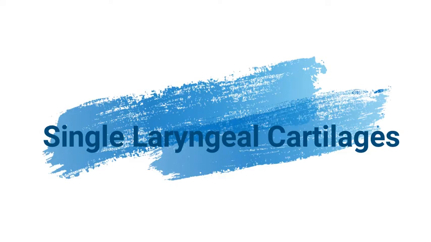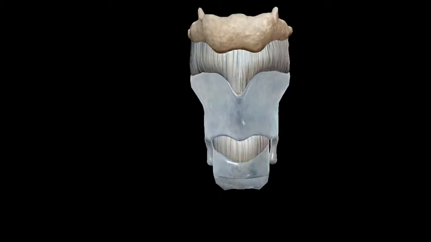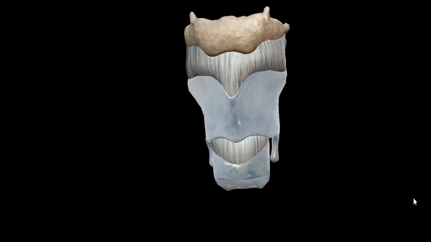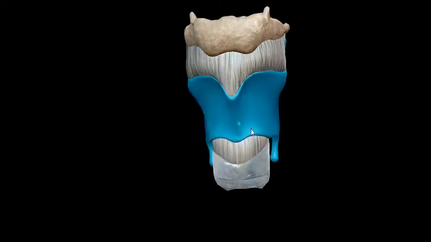Shifting toward the laryngeal cartilages, they are 9 in number. We have 3 single cartilages and 3 paired. The single ones are the thyroid, cricoid, and epiglottis. Beginning with the thyroid cartilage, highlighted in blue.